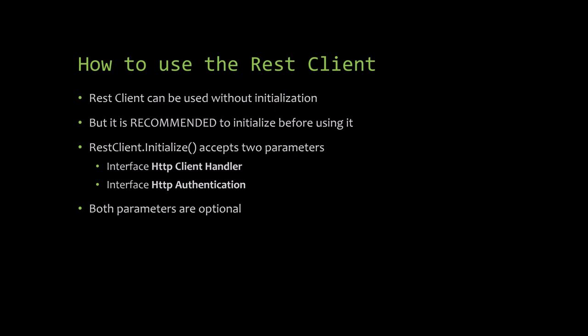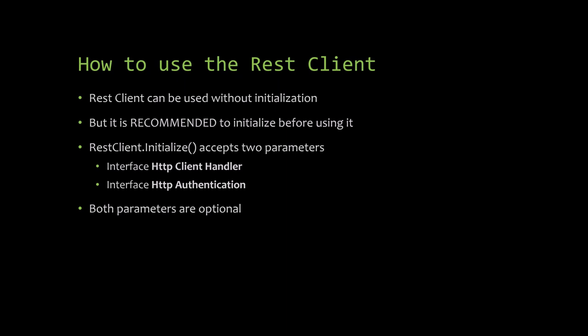The REST client initialization, the initialize function, accepts two parameters: an interface HTTP client handler and an HTTP authentication. Now those parameters are optional, meaning that you can call initialize with only the client handler or only the authentication, or with both or without any. So exactly 4 overloads of the same function accepting those 2 interfaces.